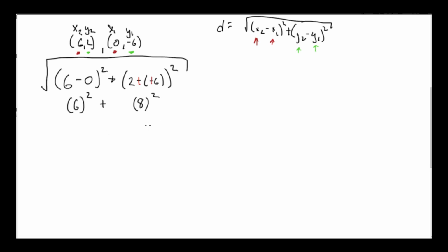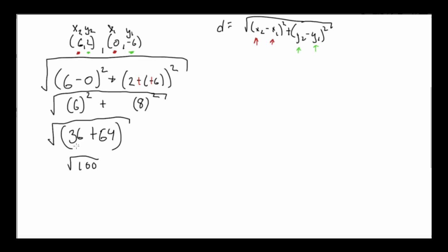So all we really have left to do, and we have the whole square root here, is square this, which is 36 plus 64. And we need the square root of that, which really gives us 100, and the square root of 100 is 10. So D is equal to 10. Same answer, 2 different methods.